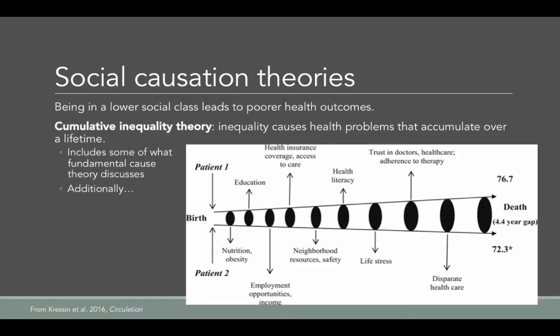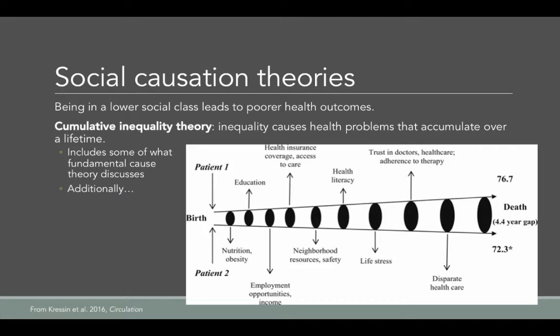Some of this is what fundamental cause theory discusses, right? Access to health insurance coverage, access to safe neighborhoods, those are resources, but also other health-related factors like health literacy, knowing what is healthy and what's not, and being able to act on that. Being able to trust your doctor. Not having as much stress in your life as other people have.